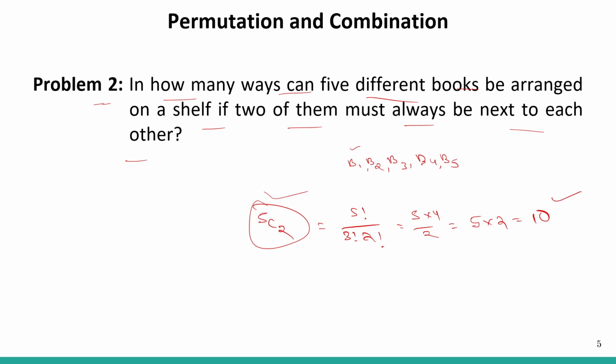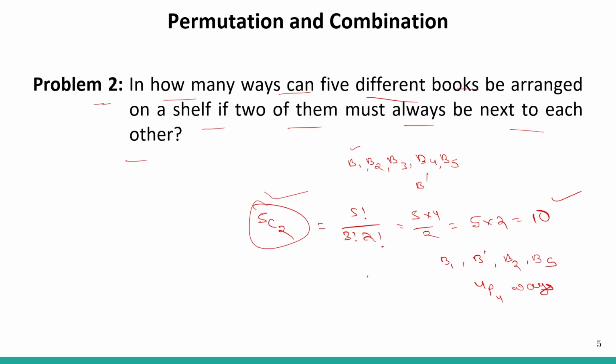Let's assume that B3 and B4 are always together, so let's consider them as B dash. Then we have B1, B dash, B2 and B5. In how many ways can we order these 4? It will be 4 ways, right?